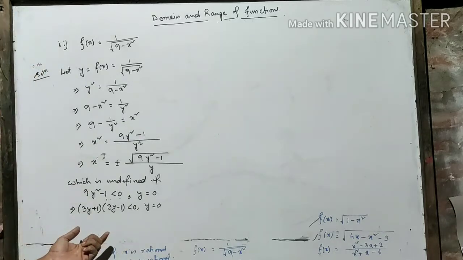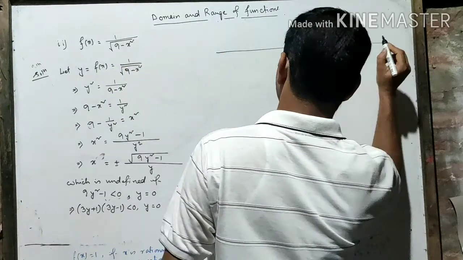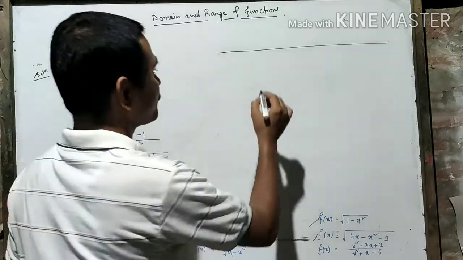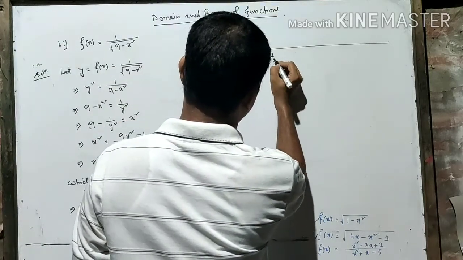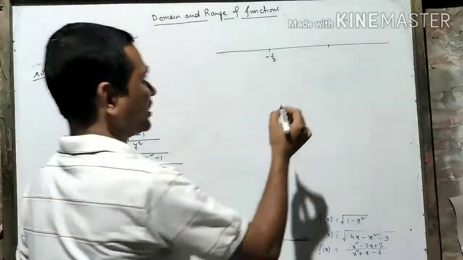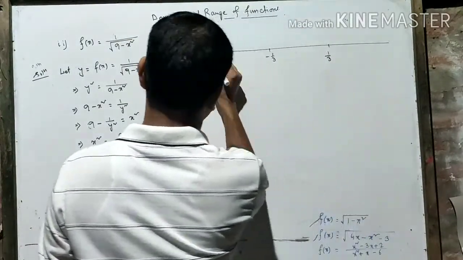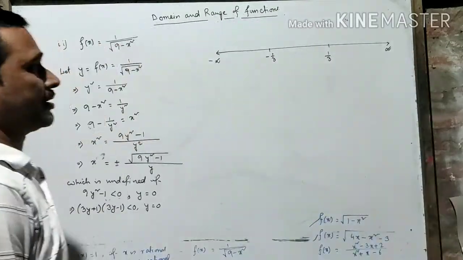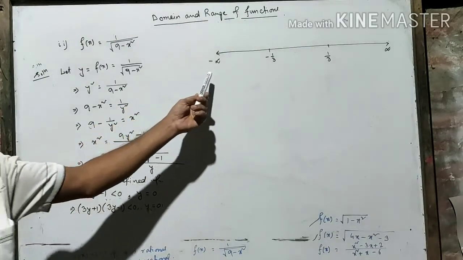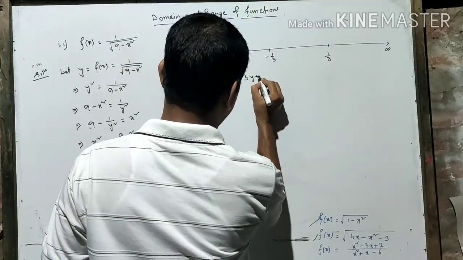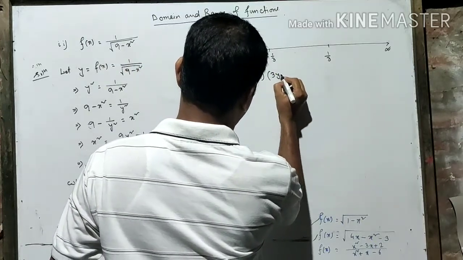Now what you have to do? We have to find the zeros. So what are the zeros? 3y plus 1 equal to 0 means y equal to minus 1 by 3. Then 3y minus 1 equal to 0 means y equal to 1 by 3. So the real line is divided into 3 parts. Okay. So we have to check the sign in these intervals. Sign of which? This quantity, (3y plus 1)(3y minus 1).